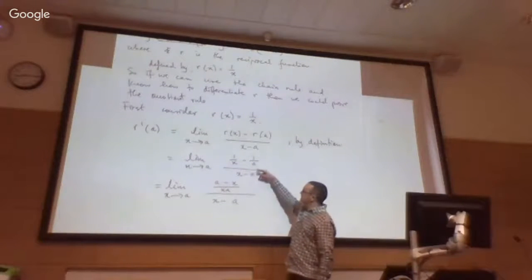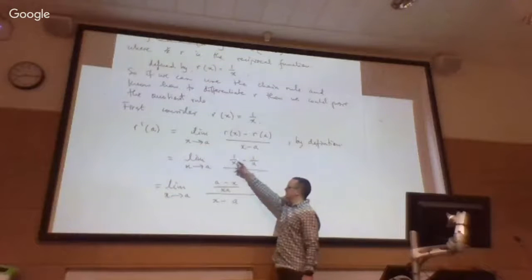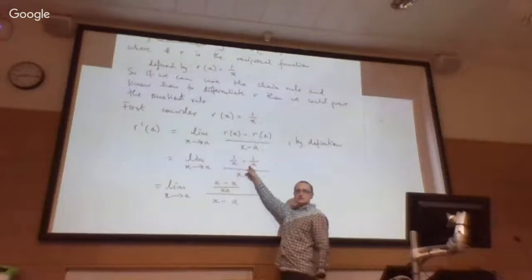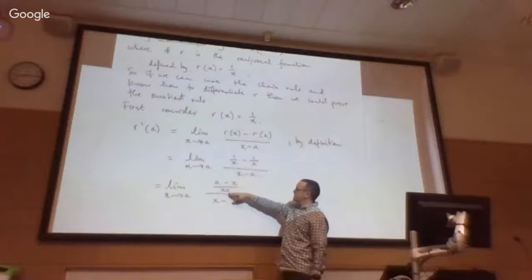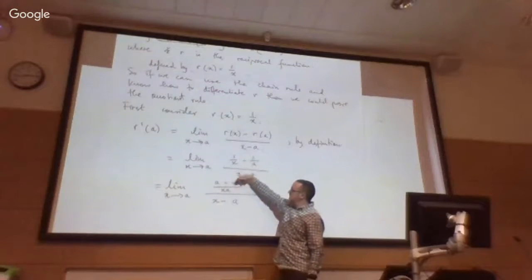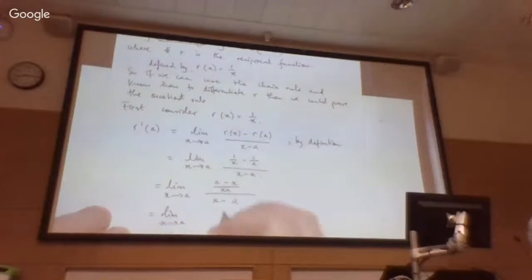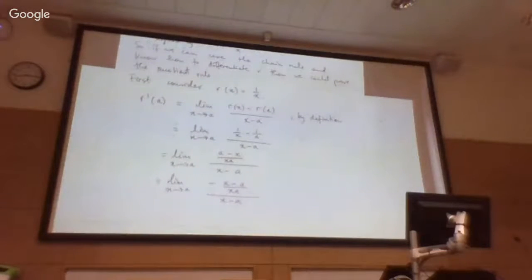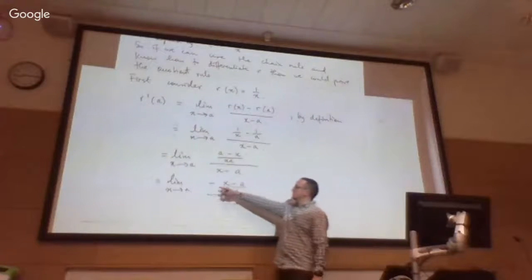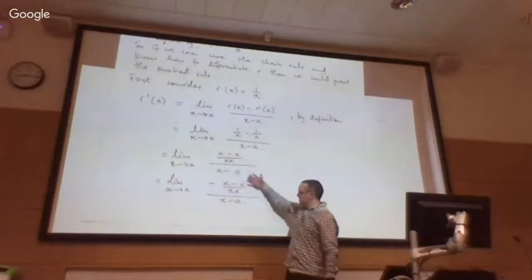This is just subtracting these two fractions. So the common denominator x times a, and it's then a over xa minus x over xa. So that's just the rule for adding fractions. But then what you see is, maybe just flip it around and change the sign. I can change the sign and make this minus x minus a over xa all over x minus a. Introducing this minus sign here just changes the order. I've just done that to make it look nice, really.